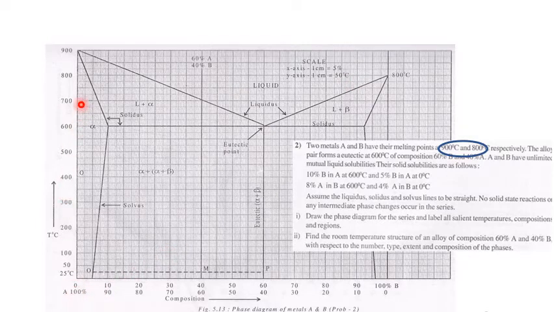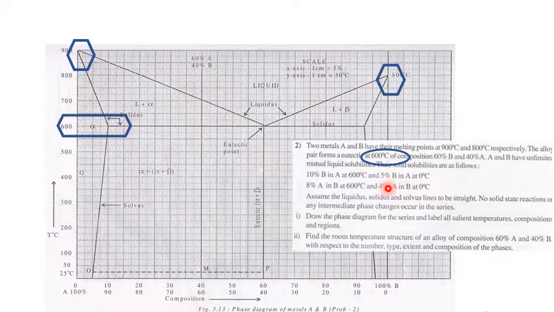So we have taken left as A 100%, right as B 100%, with temperature on the left y-axis and on the right y-axis. Okay, so mark everything. Then the important points are 900 and 800 degrees Celsius, the melting points of A and B. We'll take A and B here. The next point: we'll take the eutectic temperature as 600 degrees Celsius.